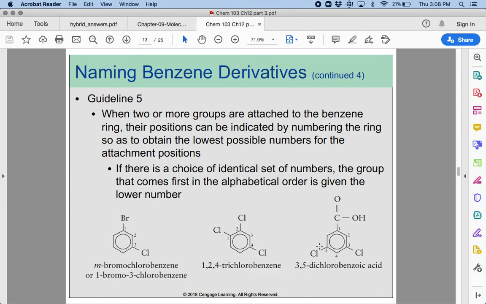Or we could have 3, 5 dichloro, and then if we took the chlorines away, we would be back with a benzoic acid again. So 3, 5 dichlorobenzoic acid.